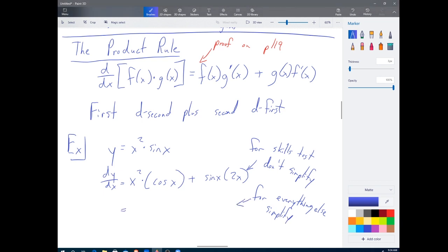So this one doesn't simplify a whole lot. Really, all I'm going to do is move that 2x in front. And I can see there's just really nothing much else I can do. That would be my final answer.